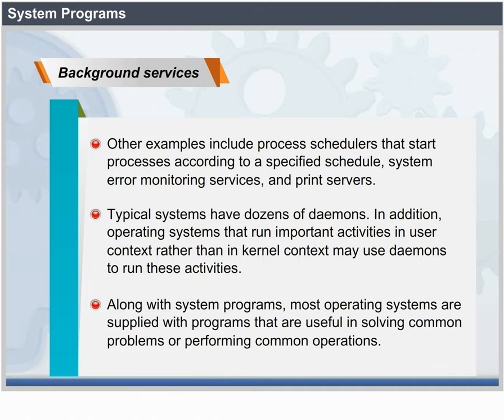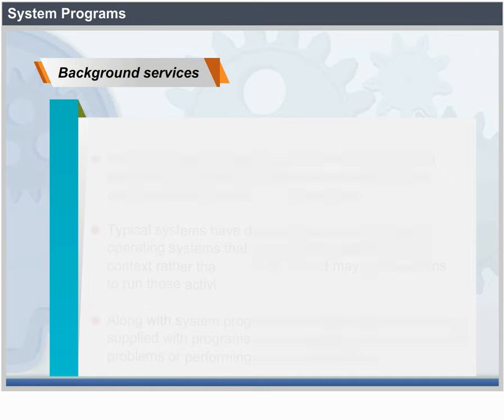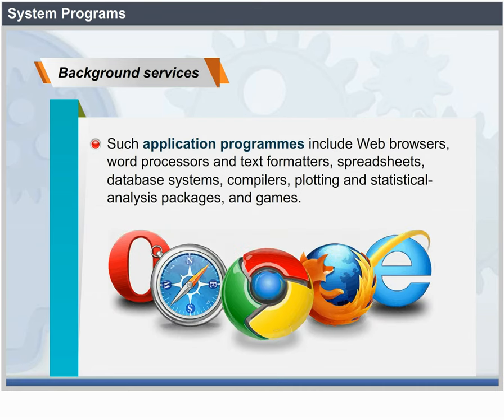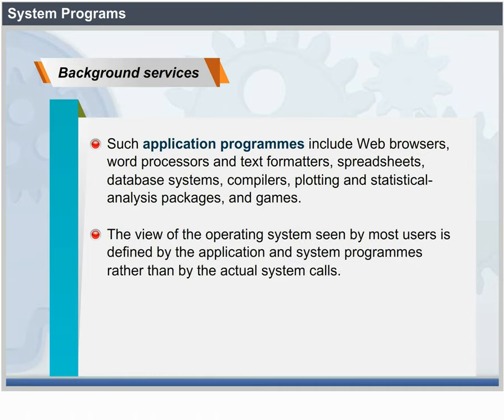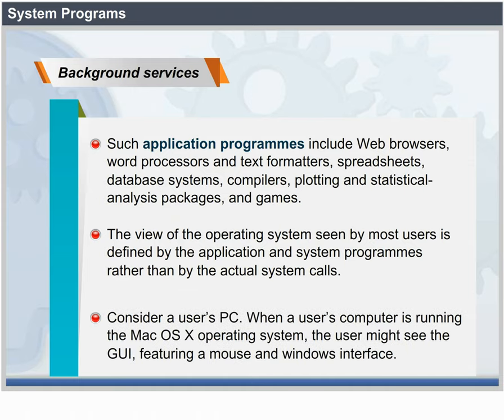Along with system programs, most operating systems are supplied with programs that are useful in solving common problems or performing common operations. Such application programs include web browsers, word processors, and text formatters, spreadsheets, database systems, compilers, plotting and statistical analysis packages, and games. The view of the operating system seen by most users is defined by the application and system programs rather than by the actual system calls. Consider a user's PC. When a user's computer is running the Mac OS X operating system, the user might see the GUI featuring a mouse and windows interface.